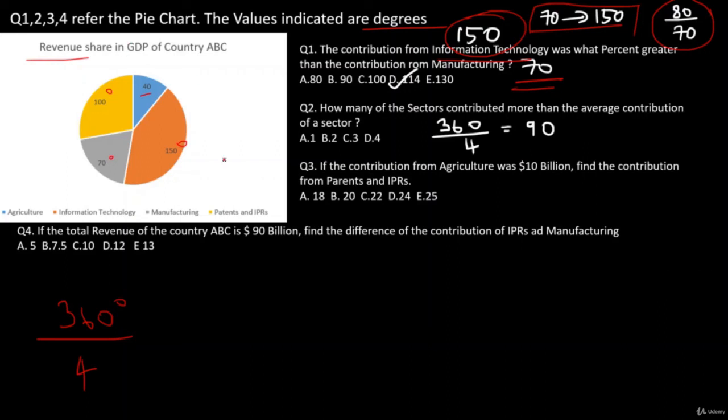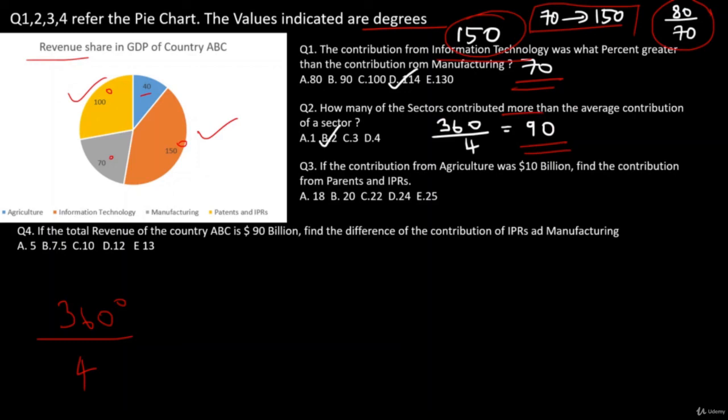So you just need to check how many among these 4 have a contribution greater than 90 degrees, because you need more than the average. How many of these have greater than 90 degrees? You can see that patents has 100 degrees, so that's greater than 90, and information and technology has 150 degrees, which is greater than 90. So the correct answer is option B, that is 2 sectors.